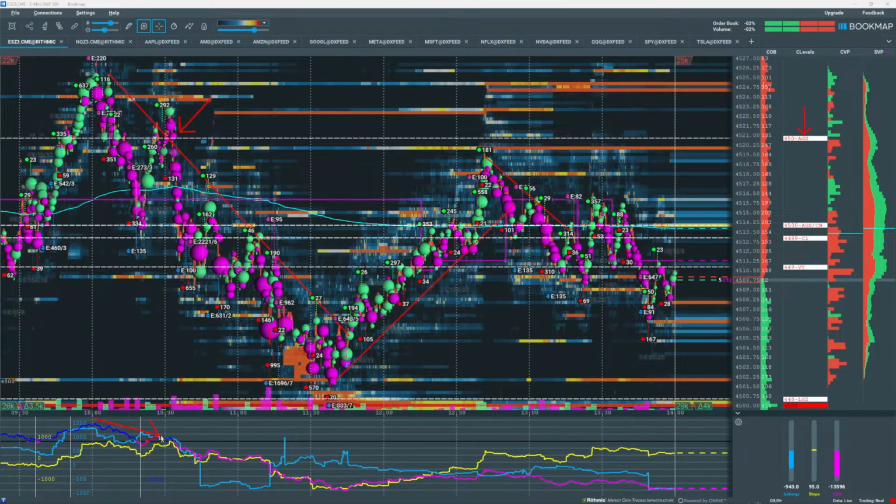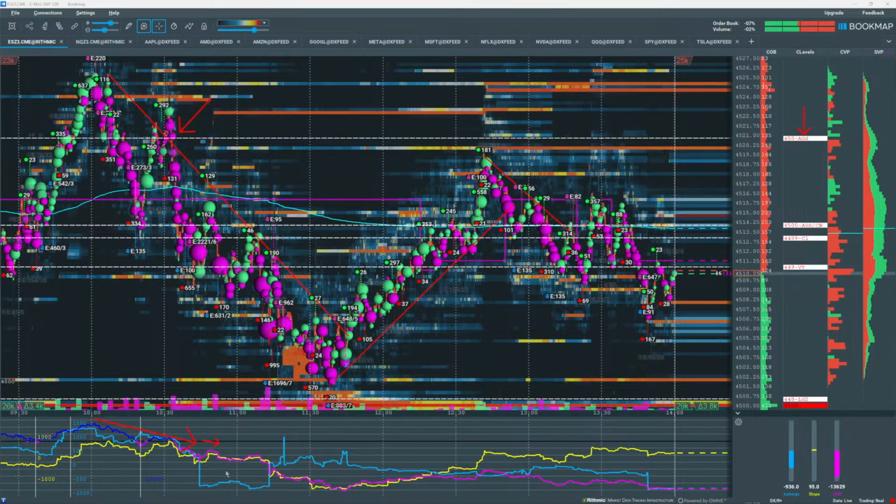And also in this kind of zoomed out view, you can see that the lines in the subchart start to move lower. That's subtle, but CVD definitely falling. And then as price starts to move lower, the yellow line is showing sell stop orders helping to fuel the move lower.